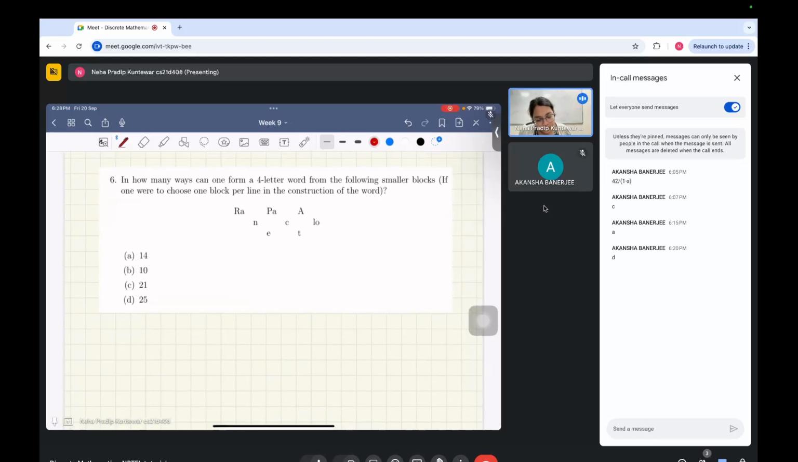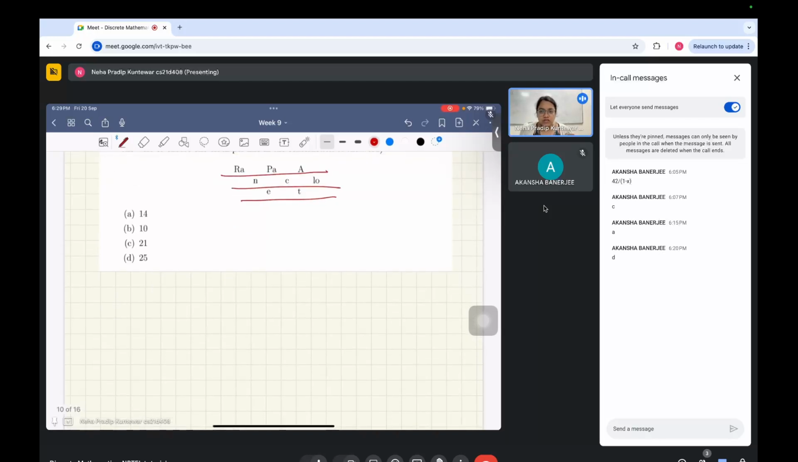So the question is that you're given 3 lines here. This is the first line, this is the second line, and this is the third line. And in the first line there are 3 blocks of words, RA, PA and A. And then you have 3 blocks of words in the second line and 2 blocks of words in the third line.